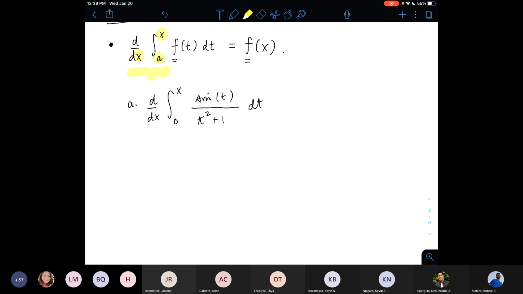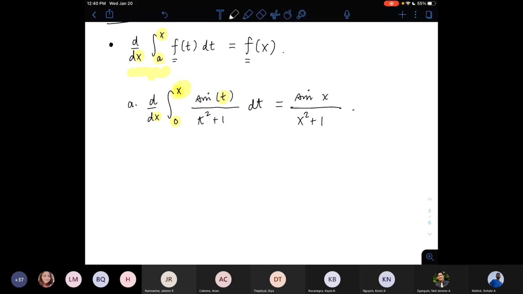Okay, so let's see if the first fundamental theorem applies directly here. So the lower bound is a constant 0. That's fine. The upper limit is x, which is the same as the variable of differentiation. So that means these two operators are inverses of each other. So they will sort of just cancel each other out. So basically, what will be left would be the integrand, which is, if you remember, the function inside the integral, but evaluated at the upper bound. So instead of the variable t, I'll use the upper limit. So here, I'm going to have sine x over x squared plus 1. And that's the final answer.